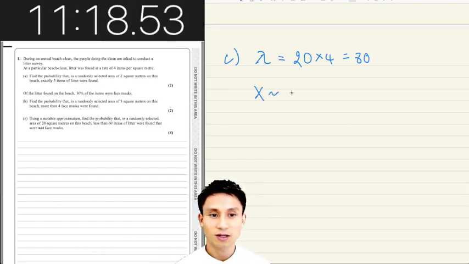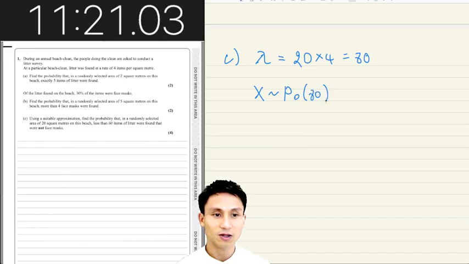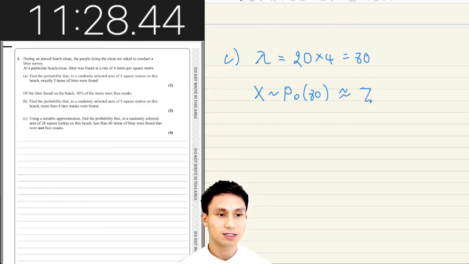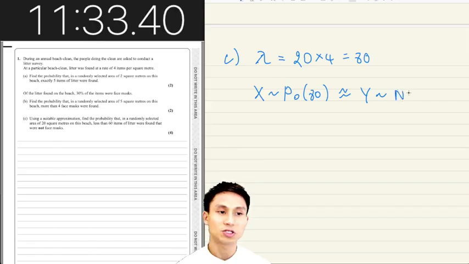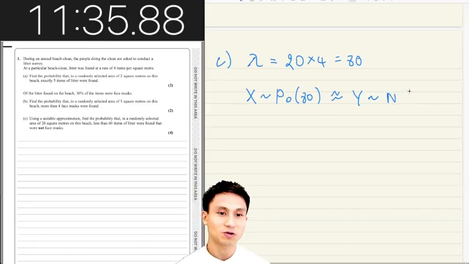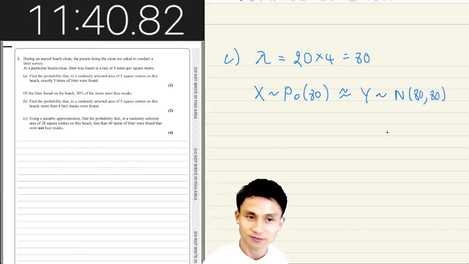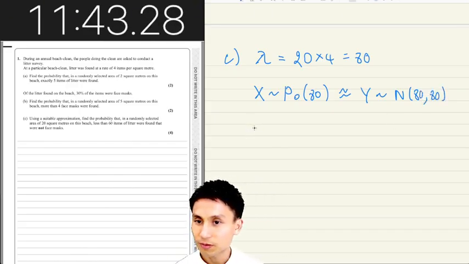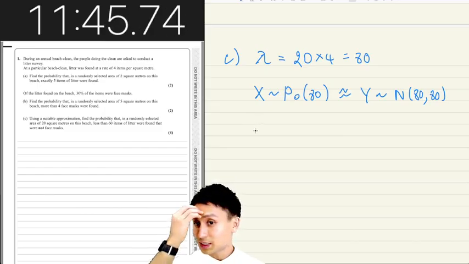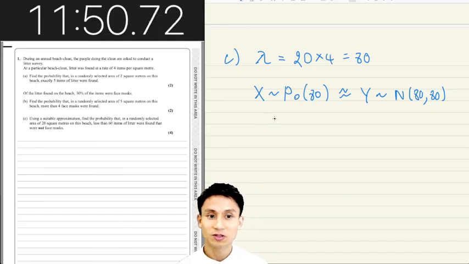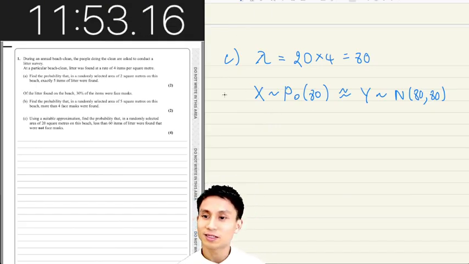So we're going to use the Poisson distribution. Instead of X following Poisson 80, we're going to approximate it with a normal distribution, because that's the only way we can approximate. We don't have anything better than normal. That would have mean 80 and variance 80. Less than 60 items were found that were not face masks. So, again, this is face masks.